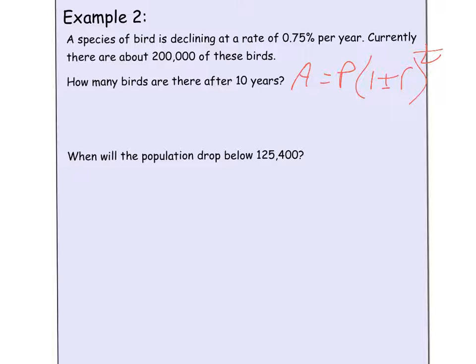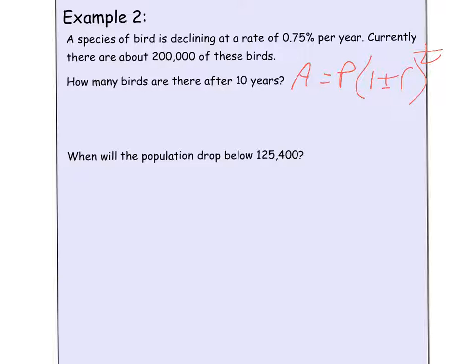Now, P is the amount you start out with. A is the amount you end up with. R is your percentage rate, and T is your time. This is a perfect example of a problem. A species of birds is declining at a rate of 0.75% per year. So in this one, are we going to use plus rate or minus rate? Minus rate, yeah. Currently there are 200,000 birds. How many birds are there after 10 years?